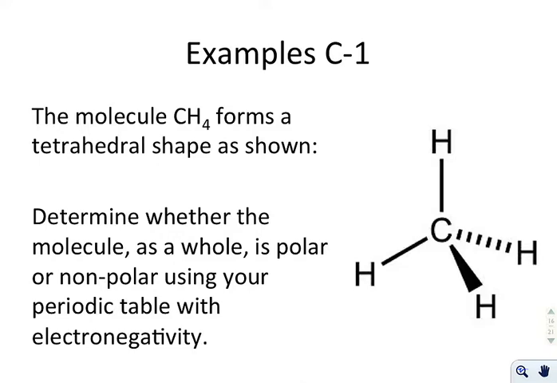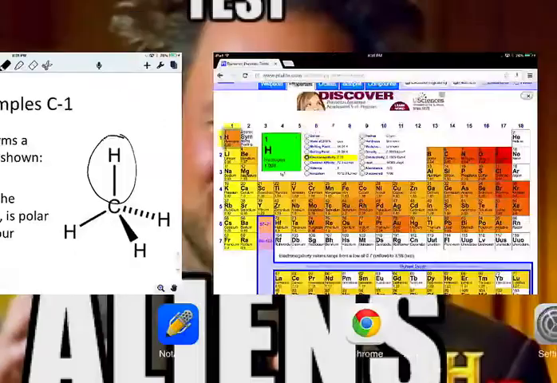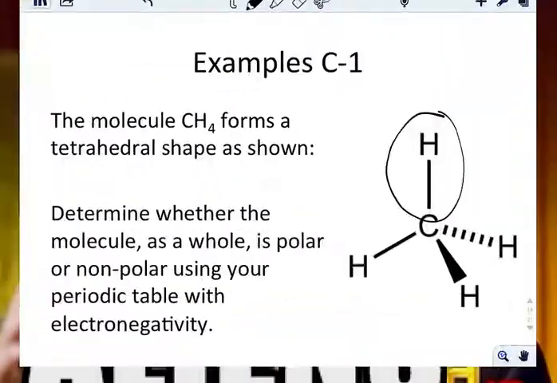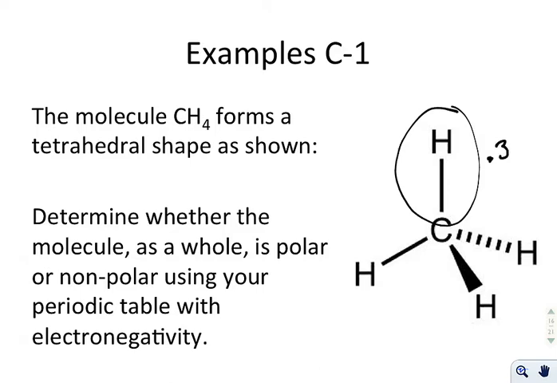So here's an example. It says the molecule CH4 forms a tetrahedral shape as shown. We'll talk a little bit more about shapes later. It says determine whether the molecule as a whole is polar or nonpolar using the periodic table of electronegativities. The first thing we want to do is look at an individual carbon hydrogen bond. In order to determine whether that bond is polar or nonpolar, we consult our periodic table. Hydrogen is 2.2, carbon is 2.55, and there's a difference of 0.35. In other words, the electrons are drawn towards the carbon.